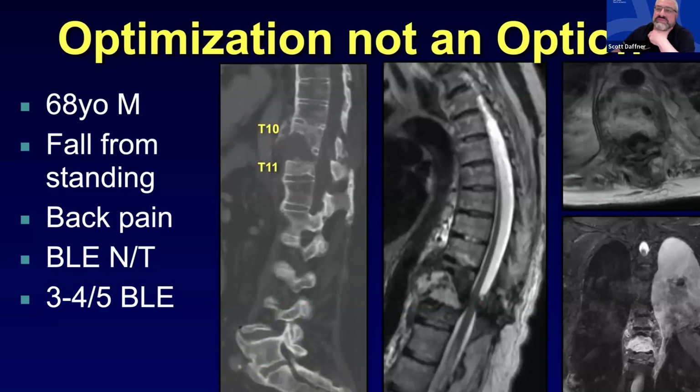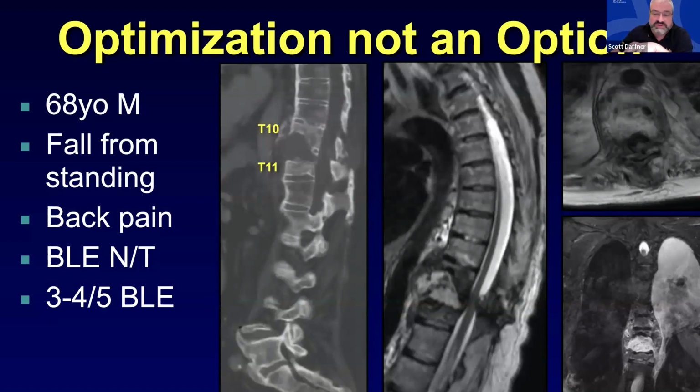So I don't think anybody disagrees that this patient needs something in the OR. And it's interesting, you look at the studies, that big lytic lesion there at T10-11 is probably nothing that was new. It was probably there.